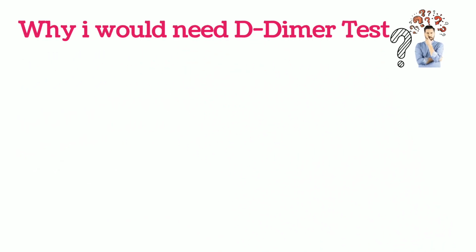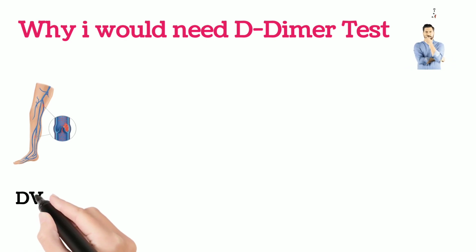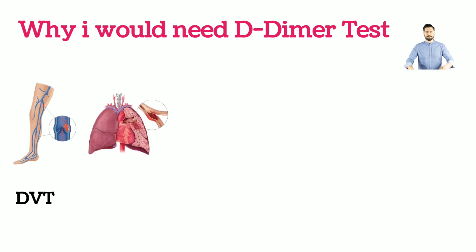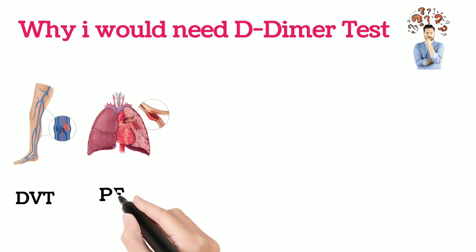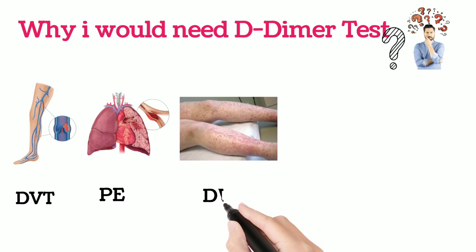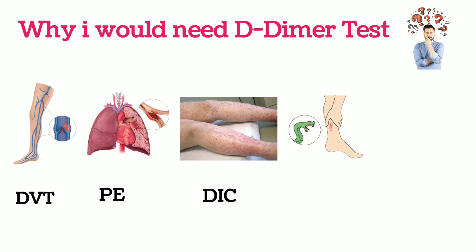Now why is it recommended by the doctors? There are some reasons for which doctors usually recommend it. These might be deep vein thrombosis, which usually is seen in the legs. Secondly, if there is pulmonary emboli, the doctor suggests it. Besides these, if someone has the problem of disseminated intravascular coagulation, or DIC for short, the D-dimer is suggested.